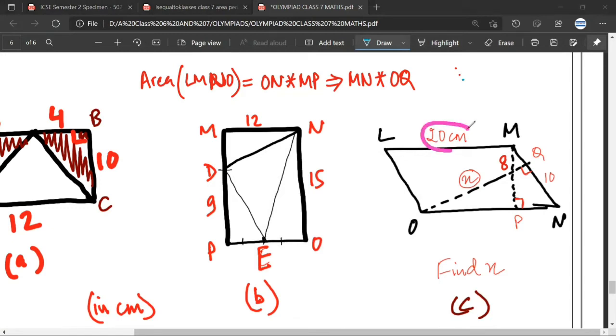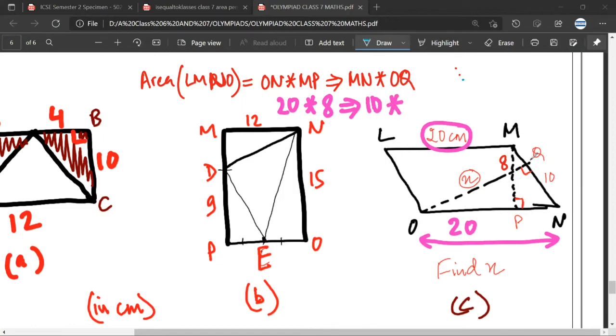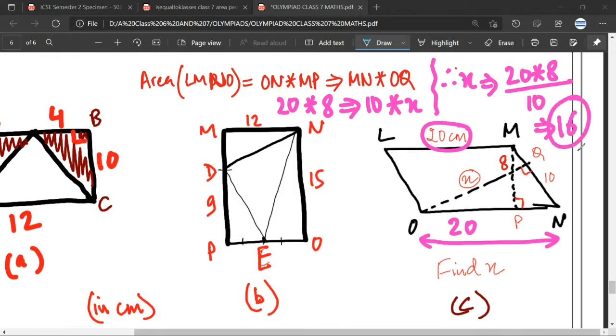Because this is a parallelogram, this is 20 centimeter. Therefore, this is also 20 centimeter. This whole is 20 centimeter. So this is 20 into MP. MP is 8. MN is 10. The whole MN is 10. And the whole OQ is X. So you just need to find the value of X. And the value of X would be equal to 20 into 8 upon 10, which is equal to 16 centimeter.